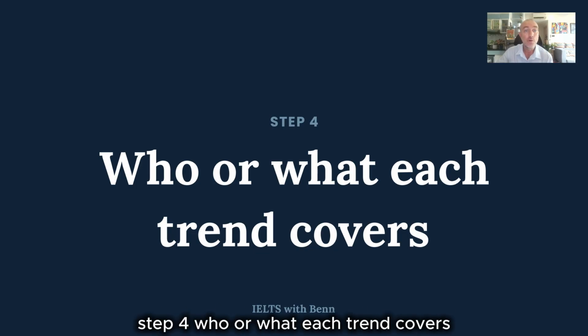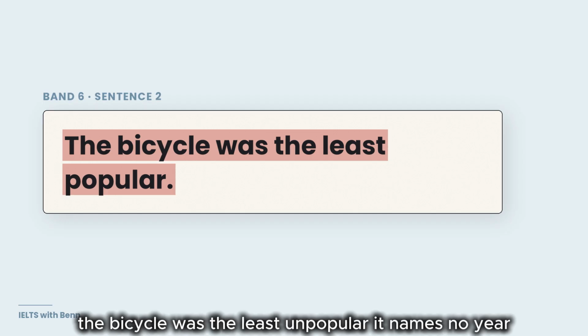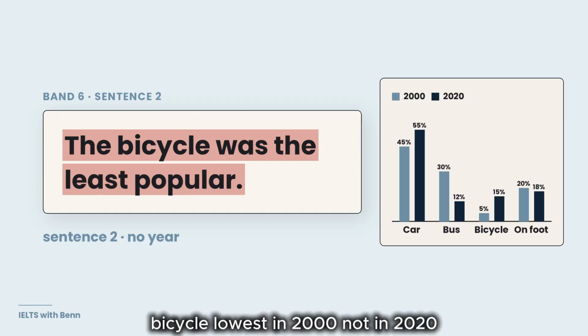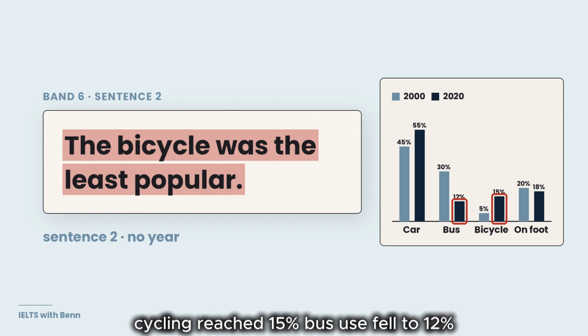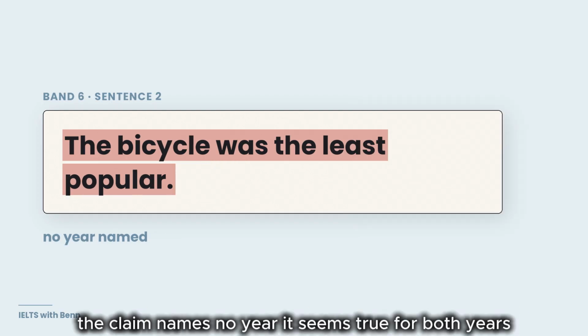Step 4. Who or what each trend covers. Sentence 2 of the Band 6 overview. The bicycle was the least unpopular. It names no year. Bicycle lowest in 2000, not in 2020. Cycling reached 15%. Bus use fell to 12%. The bus was lowest. The claim names no year.